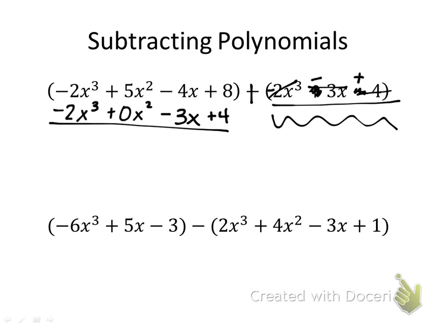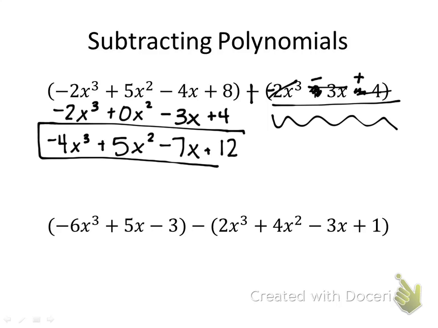Now just add like terms. Negative 2x cubed plus negative 2x cubed is negative 4x cubed. 5x squared plus 0x squared is 5x squared. Negative 4x plus negative 3x is negative 7x. And 8 plus 4 is 12. My answer is already in standard form, so I know I am done. Okay? Now, let's do the last one. What am I going to do first, Crystal? Before I put it in standard form, change the sign.